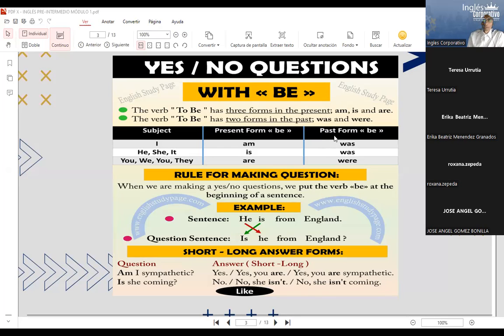No problem. As I mentioned, guys, I will try to write it down as a circle. This is the past form of the verb be. It's this one. This is the past form of verb be. The big difference between the present and the past is that verb be just has two forms in the past, but in the present, it has three forms.